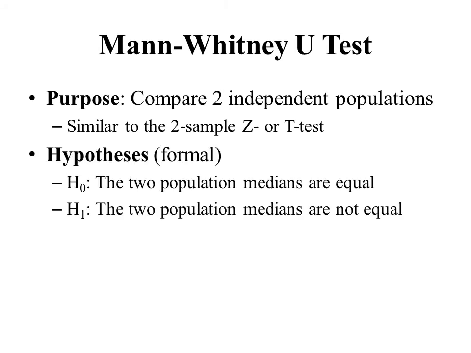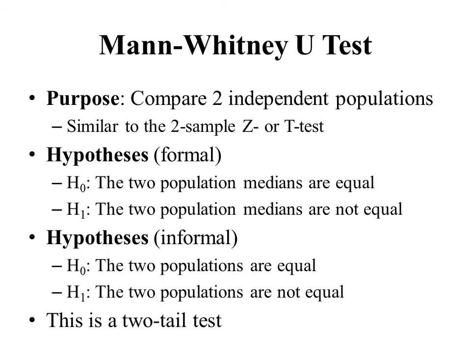And so in a Mann-Whitney U-test, the formal hypotheses that we're going to test are, the null is that the 2 population medians are equal, and the alternative is that the two population medians are not equal. Now we're not going to define any parameters here. We could define a parameter to represent the median of the first population and the median of the second population, but I don't think that's really necessary. So we're just going to state our hypotheses in words here. The null is that the populations are equal, and the alternative is that they are not equal.